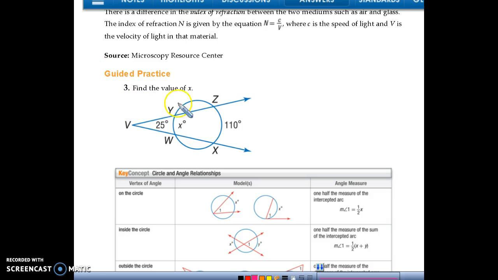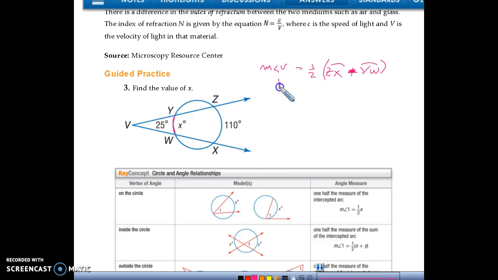In this third example, we have a circle, and in this case, 2 secants. I'm going to find the value of x, being x the measure of this arc here. Okay, well, by Theorem 10.14, I know that the measure of angle V is going to be 1/2 of the measure of ZX minus the measure of arc YW.